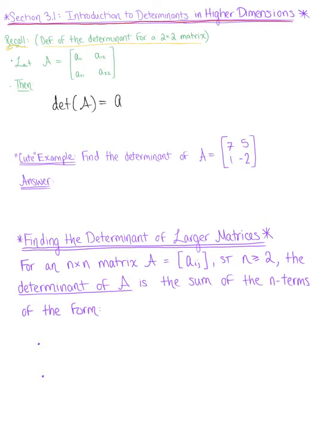So we have this entry A sub 1,1 multiplied by entry A sub 2,2 minus entry A sub 1,2 times A sub 2,1. And we could take this one step further and say that if this determinant does not equal 0, then A is invertible, or nonsingular.